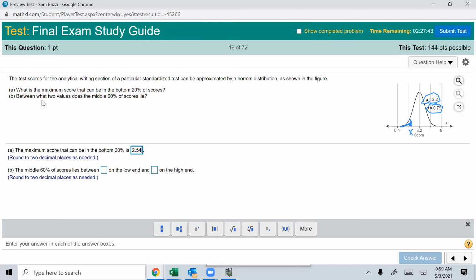Let's do the next one. Between what two values does the middle 60% of scores lie? So let me do that. Let's clear the drawing, and the middle. Let me show you how the middle would work here.